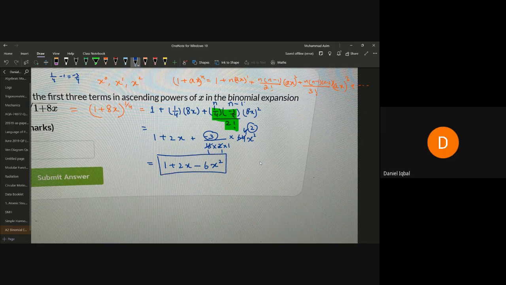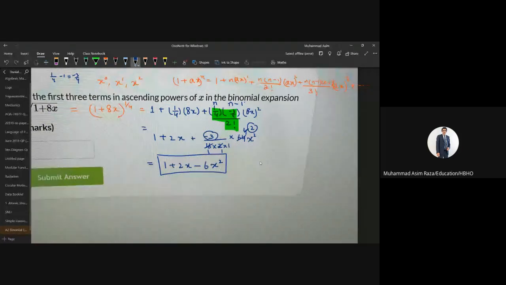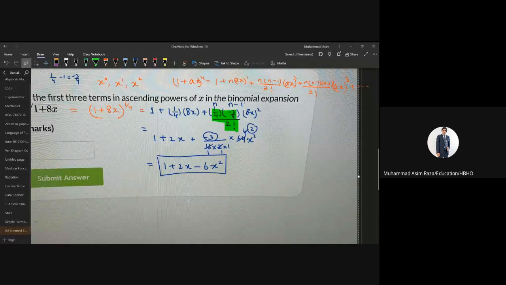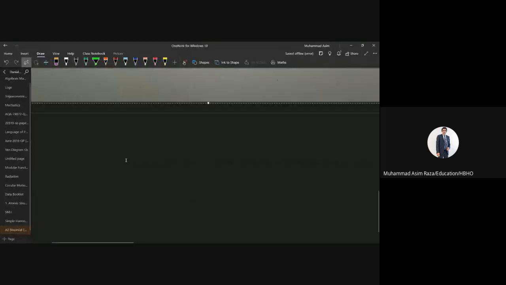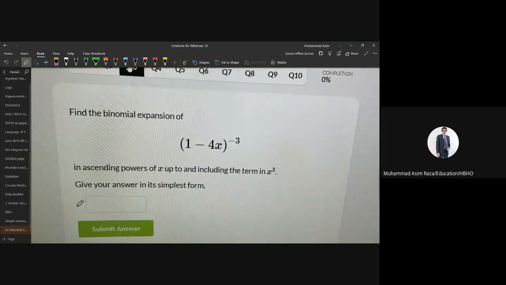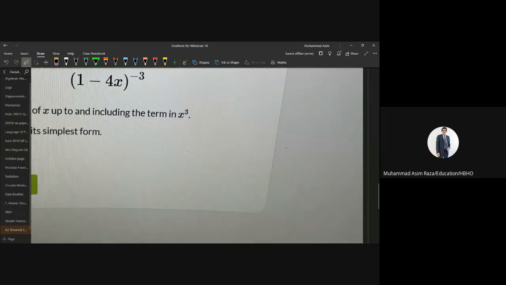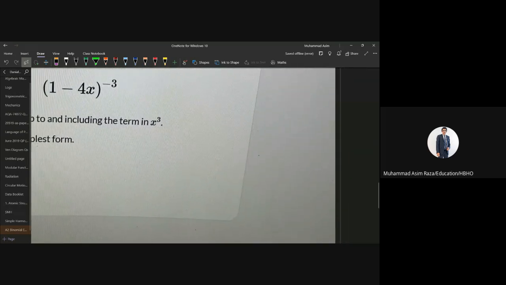Okay, let's do another question like this. Even if this is a good question that we are going to do, it contains a negative sign, and we will learn what to do if a negative sign is there. We should not get confused. We should not cram anything like the plus-minus type thing that you learned in AS. Just use the formula as it is.